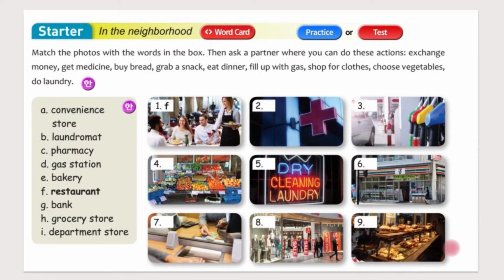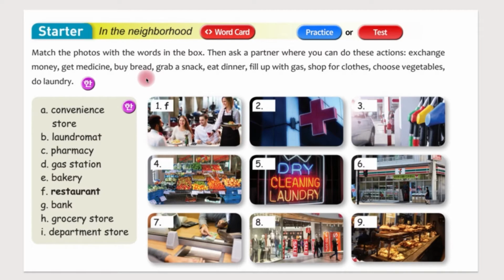In the neighbourhood, we have the locations: a convenience store, a laundromat, a pharmacy, a gas station, a bakery, a restaurant, which is matched with F. And F, the idea is you eat dinner at a restaurant. And then a bank, a grocery store, and a department store. These are your places in the neighbourhood. A neighbourhood is the area around where you live. So these are places around the area where you live. So match the photos with the words in the box, then ask a partner where you can do these actions.